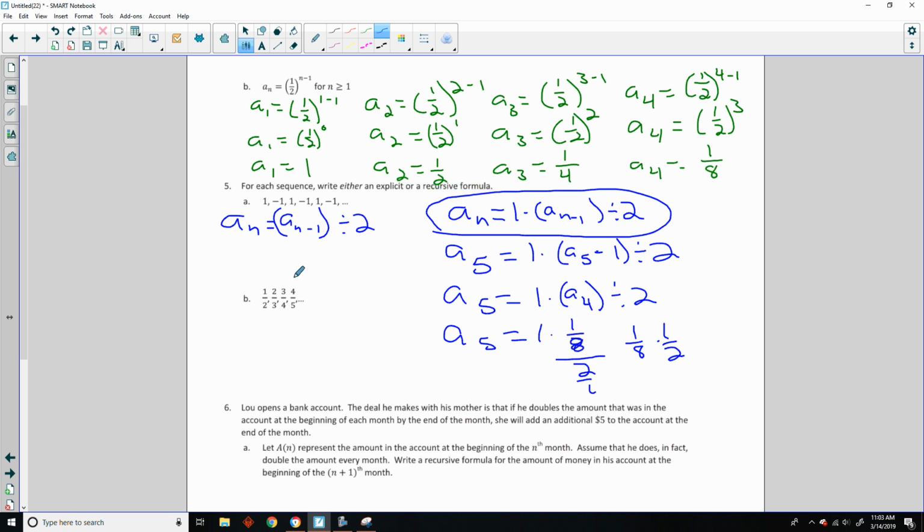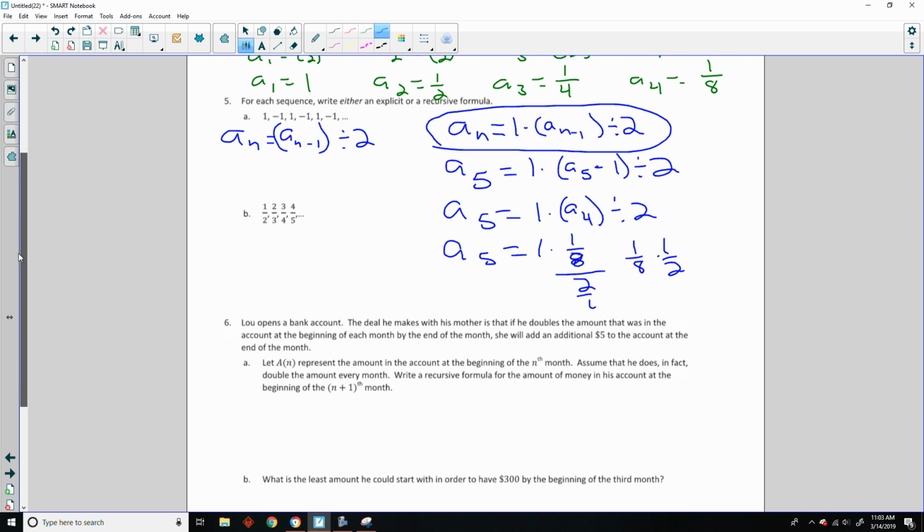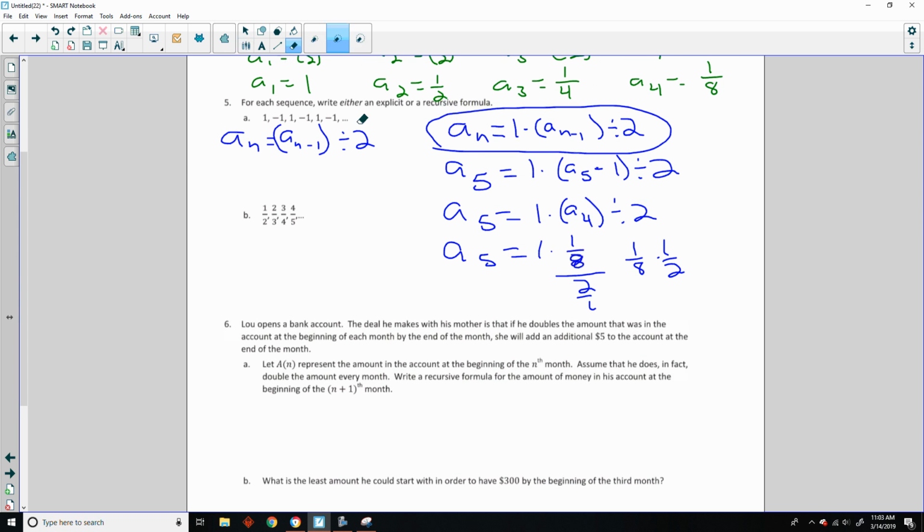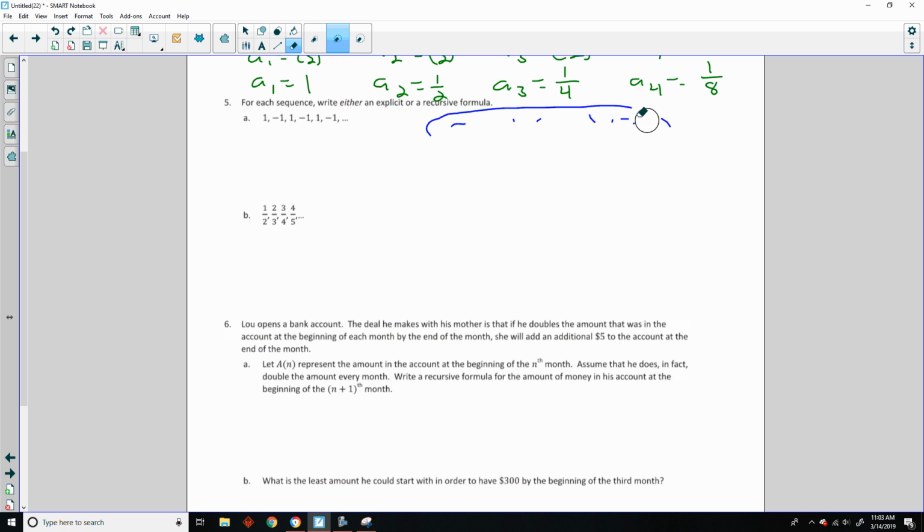B. All right, 1/2, 2/3, 3/4. Oh, I forgot A. I didn't do A. I came down here and did all my work where A is supposed to be. So let me get this out of the way, and we will do A once this is out of the way. All right. For sequences, write either an explicit or a recursive formula.